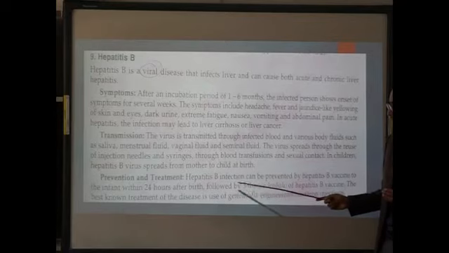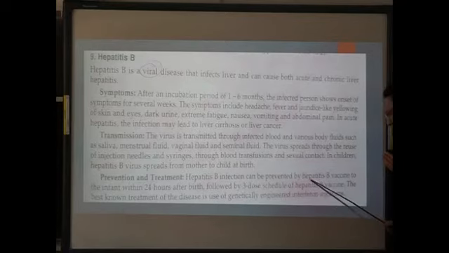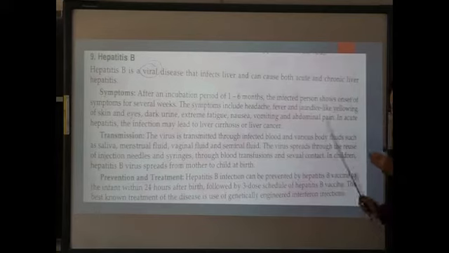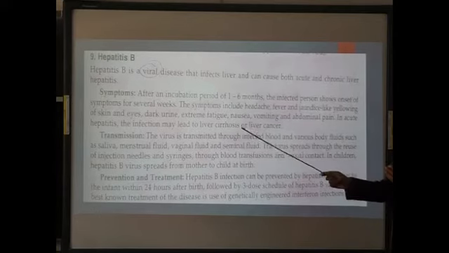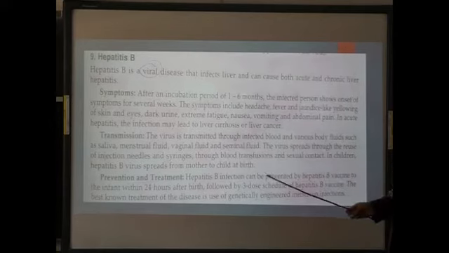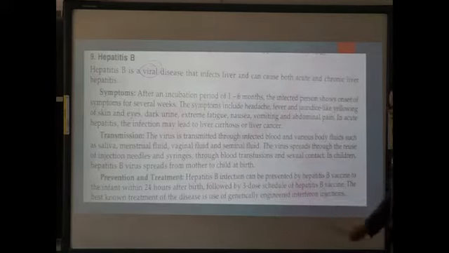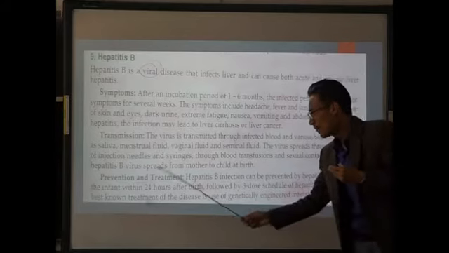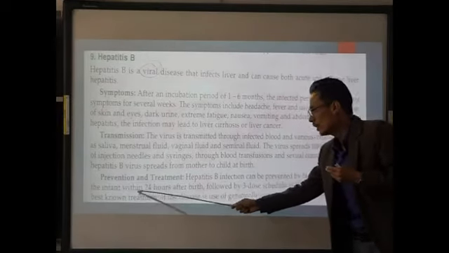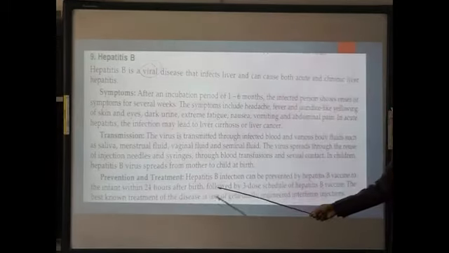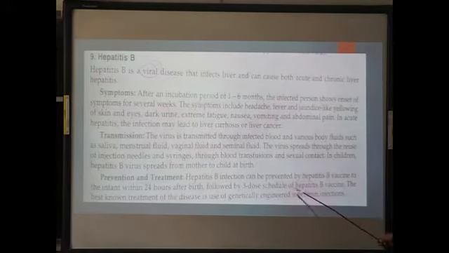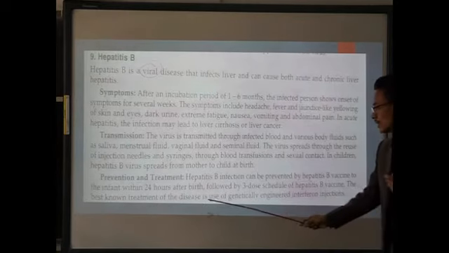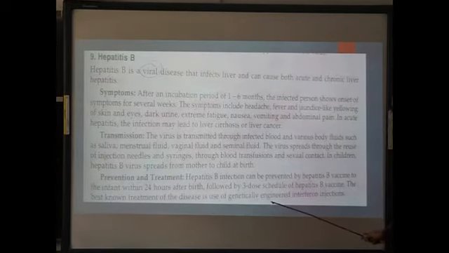Prevention, treatment. Prevention: infection can be prevented by the hepatitis B vaccine. So a vaccine is available for hepatitis B, and vaccination can be done in order to prevent the infection. The vaccine can be given to the infant within 24 hours after birth, followed by a 3 dose schedule of hepatitis B vaccine. The best known treatment of the disease is the use of genetically engineered interferon injection.